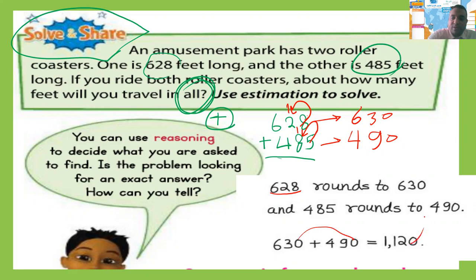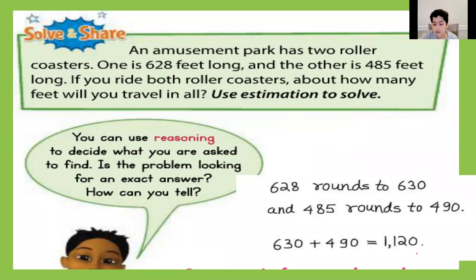So I think it's easy now to add. 0 plus 0 equals 0. 3 plus 9 equals 12, 2 carry 1. 1 plus 6 equals 7, plus 4 equals 11. So the full answer is 1,120. Thanks, Abdurrahman Ahmed Fakhri.